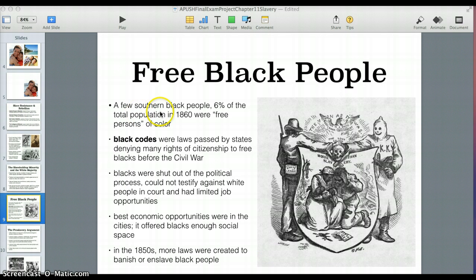Okay, so a few Southern black people, 6% of the total in 1860, were free persons of color.